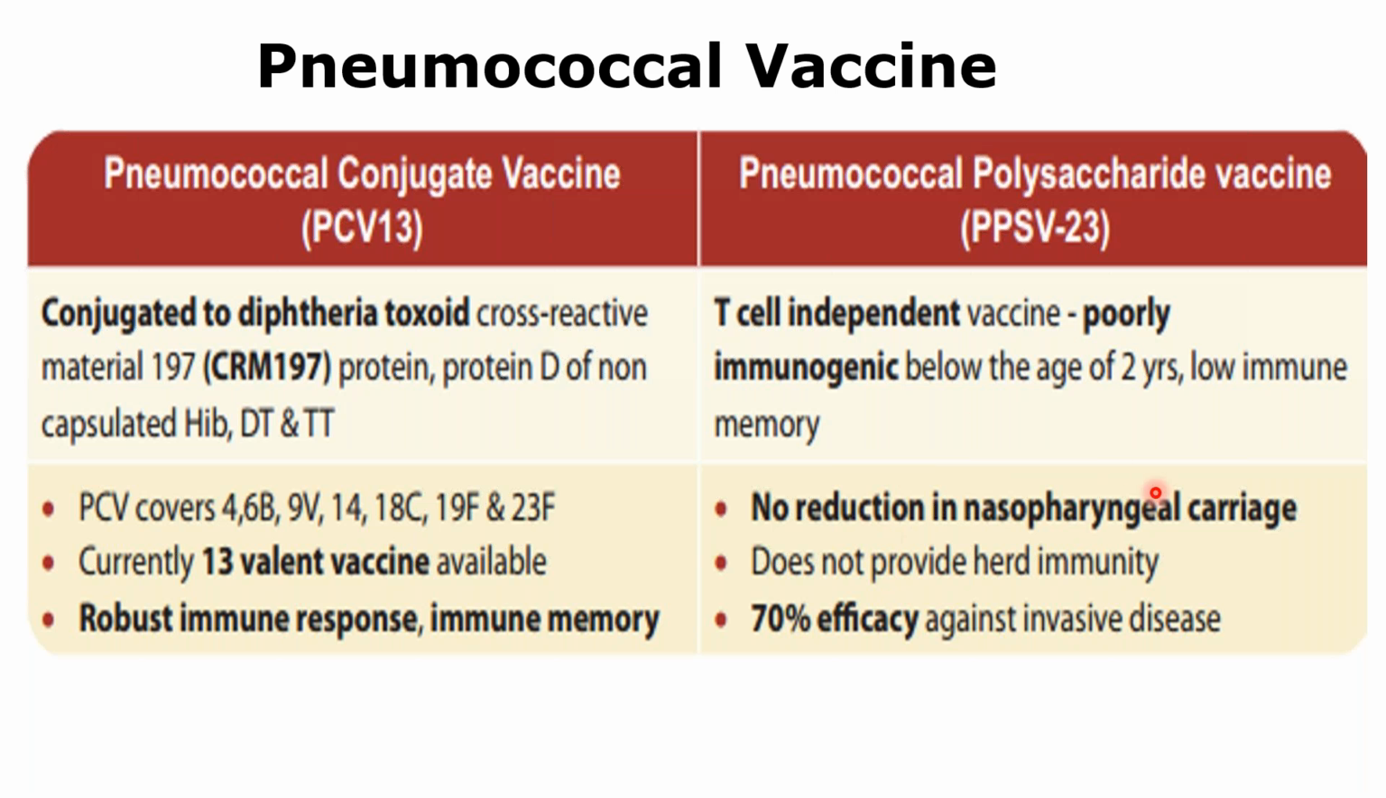It does not produce any reduction in the nasopharyngeal carriage. It does not provide herd immunity and gives only 70% efficacy against invasive disease. So recently, in our national immunization schedule, the pneumococcal conjugate vaccine has been incorporated, and it is recommended to be given at 6 weeks, 14 weeks and 9 months. Okay.